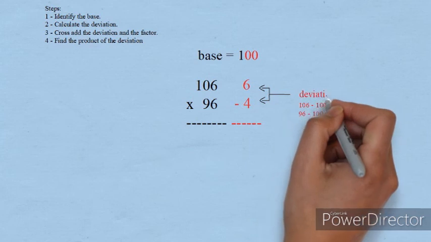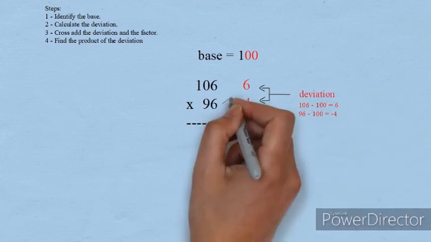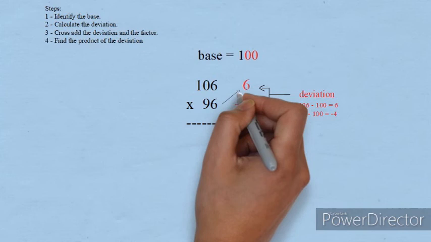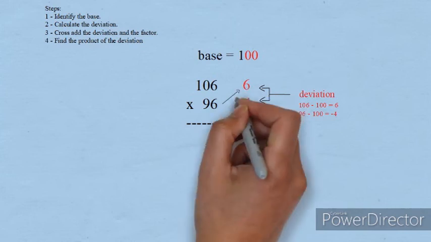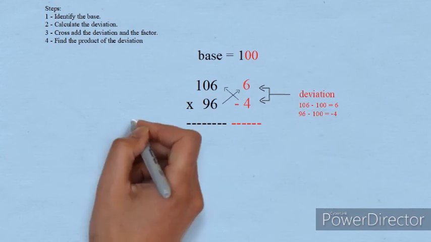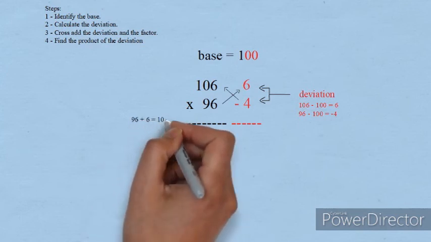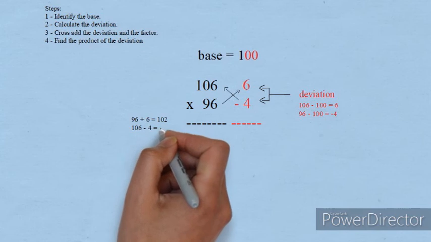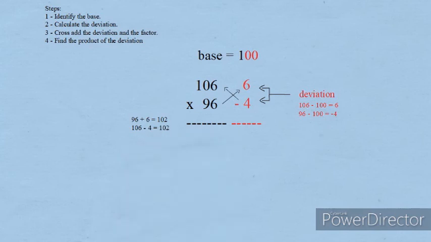Now step 3. Cross-add the deviation and the factor. 96 plus 6 is 102. 106 minus 4 is also 102. Both equations equal 102, so you write 102 on the left-hand side.